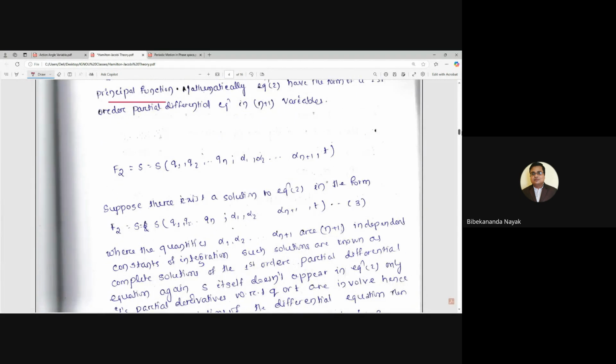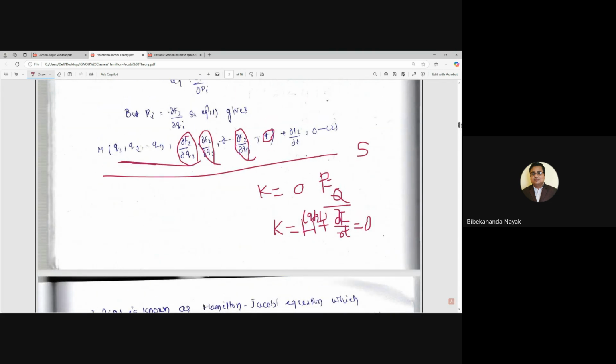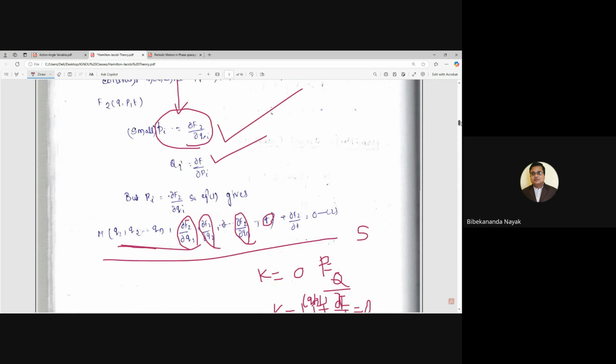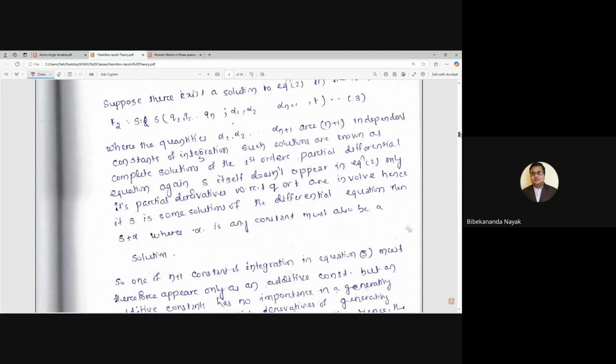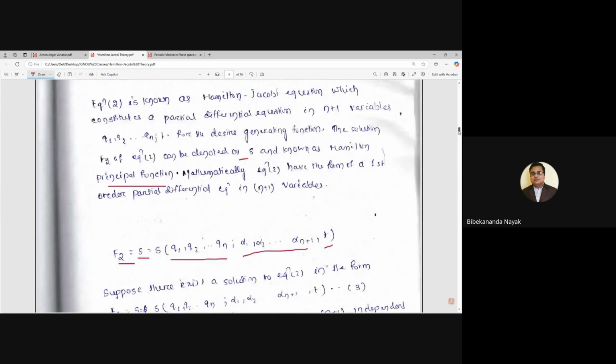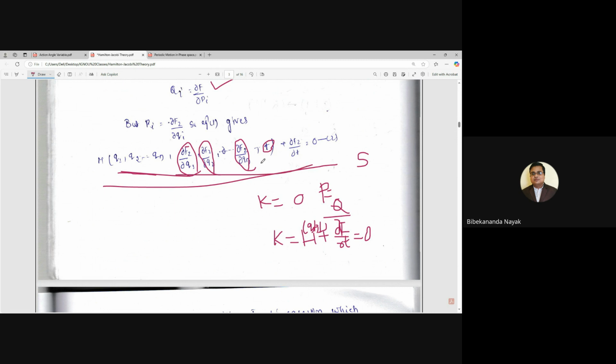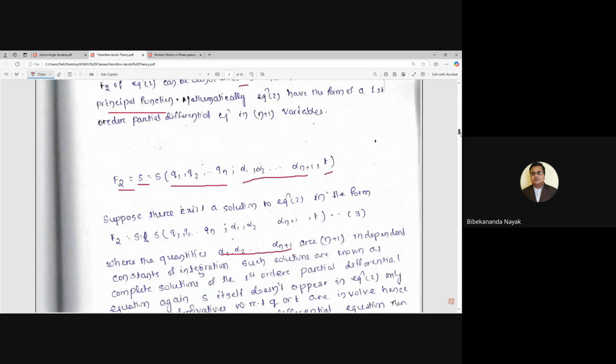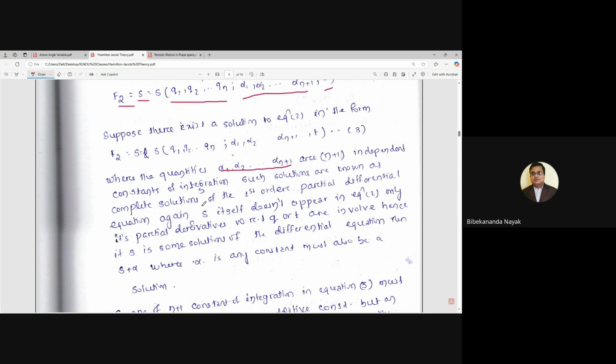Solving it, we can find a solution F2, which is a function of q1 to qn, alpha 1 to alpha n plus 1, and t, where the alphas are constants. They are related to ∂F2/∂q1, ∂F2/∂q2, and so on, which we take as alpha. The quantities alpha are n plus 1 independent constants. Why n plus 1? When we solve a differential equation, we have to integrate, and after integration we get an extra integration constant. So there are n constants for the differentiation plus 1 additive constant, making n plus 1 constants. This solution is known as the complete solution of the first order partial differential equation.